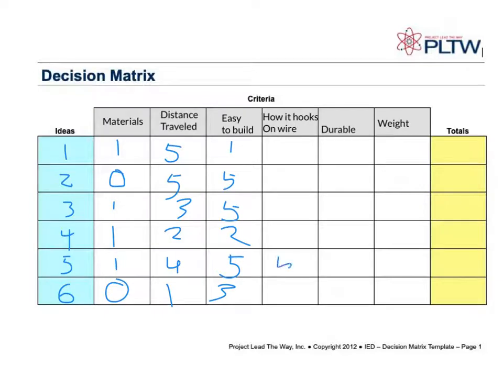So let's say my 5th idea is a 5. I'm going to give this one a 2. I'm going to give this one a 1. I'm going to give this one a 3. I'm going to give this one a 5 also, and I'll give this one a 2.